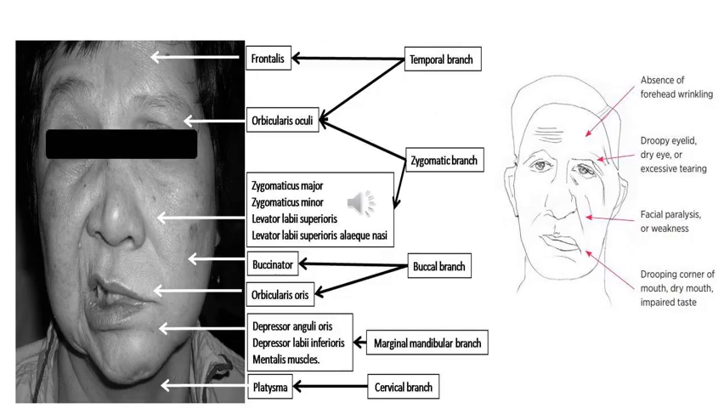In the first diagram, the terminal branches of the facial nerve are shown, and the muscles of the face which they supply. Just try to compare it with the second diagram, in which the symptoms of facial nerve paralysis are shown, and check the symptoms with the corresponding muscles and the nerve supply to assess the condition.